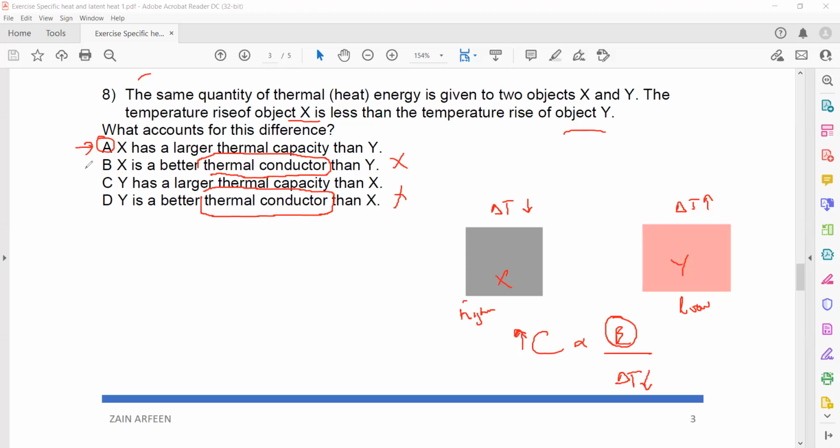Is it clear? Any doubt in this question? Because if I say X is a better thermal conductor than Y, or Y is a better thermal conductor than X, then what should I know? I should know the time they take to transfer the heat energy.